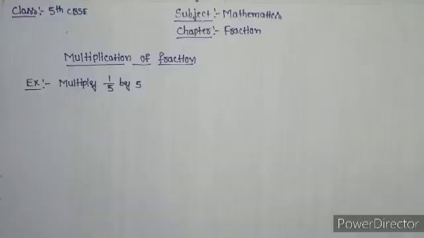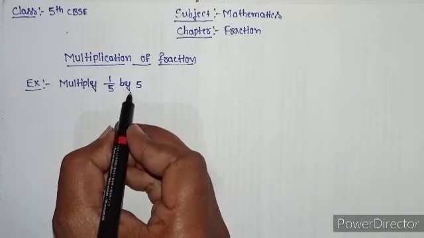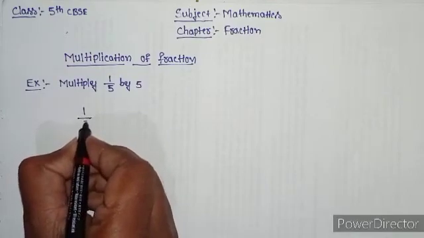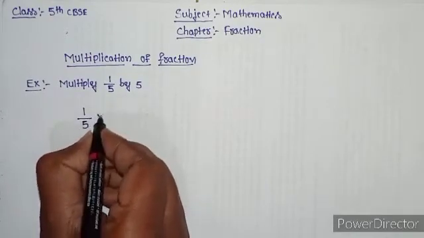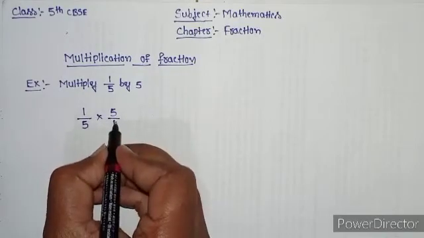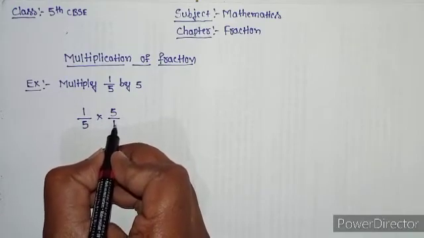Okay. So, here, for example, multiply 1 over 5 by 5. Here the whole number is written as a fraction by placing 1 as a denominator. All of you see here, this is whole number, right? So 1 over 5 into 5 over 1. So here the whole number is written as a fraction by placing 1 as a denominator.